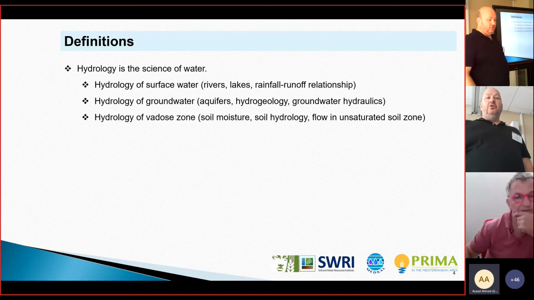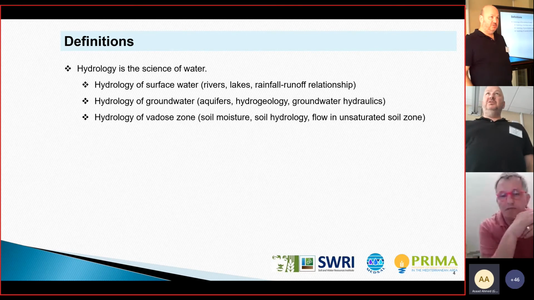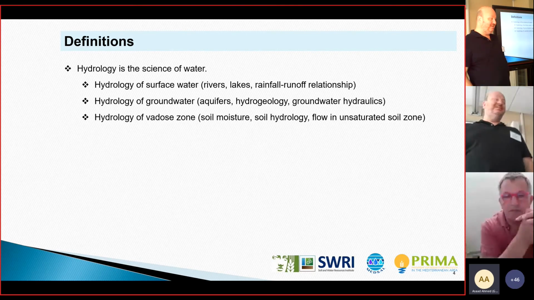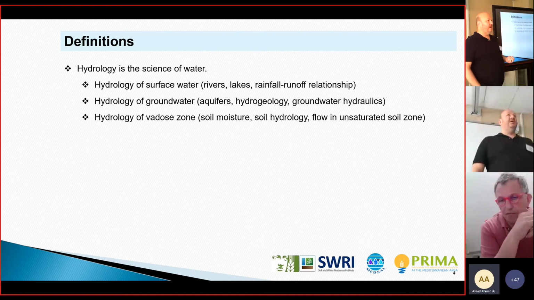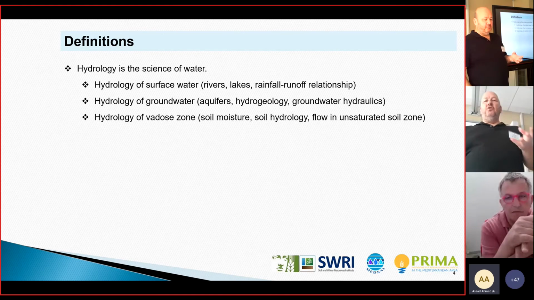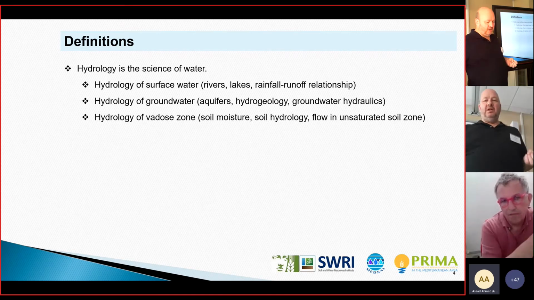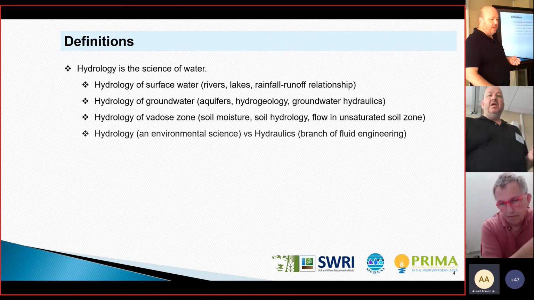Another classification of hydrology, very important, is the hydrology of the vadose zone, which is related to the soil moisture. It's not water, it's moisture, but it's very important because it is an intermediate link between surface water and groundwater. And similar terms are flow in the unsaturated zone or soil hydrology.